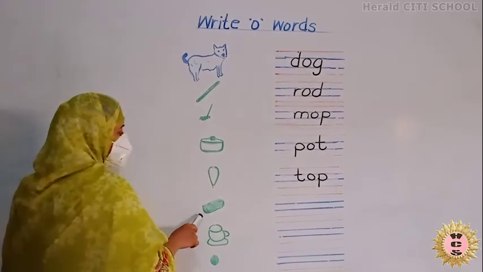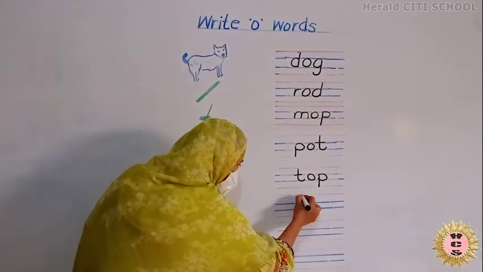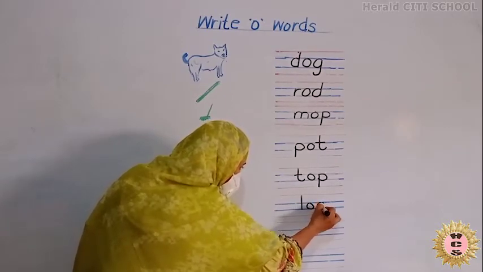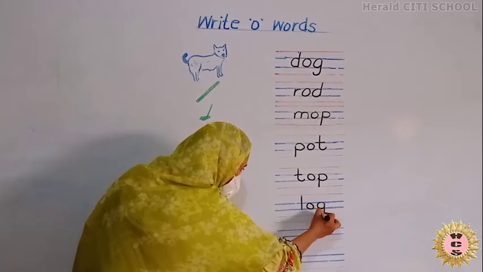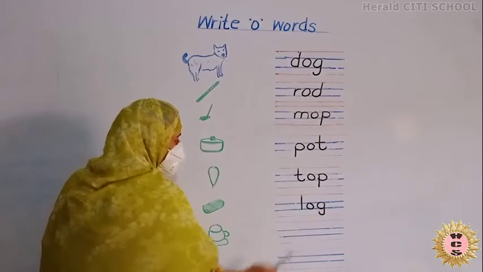Children, this is log. Log. And the spelling of log is L, O, G. Log. Read it again. L O G. Log.